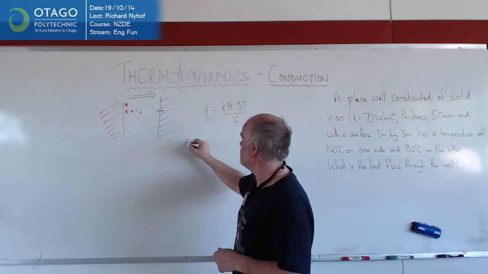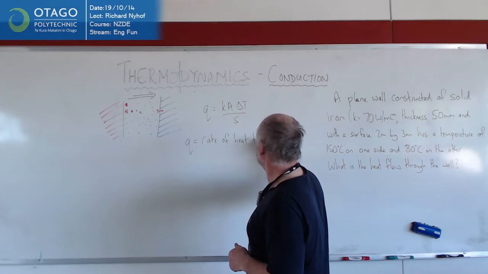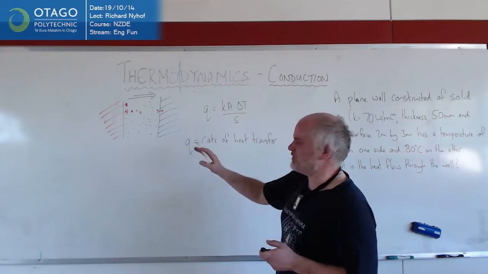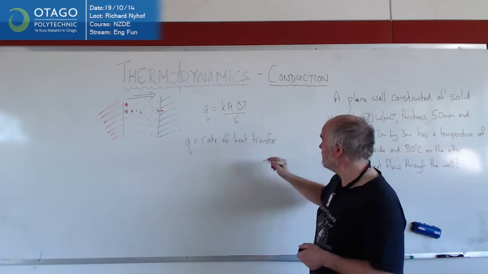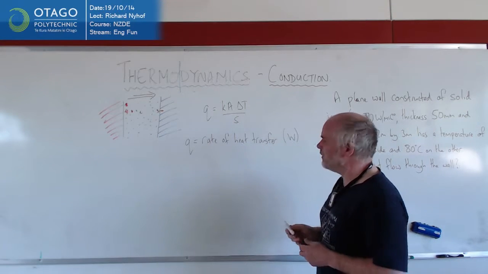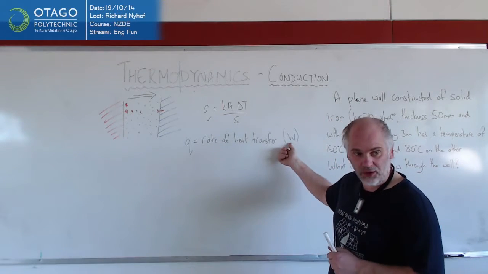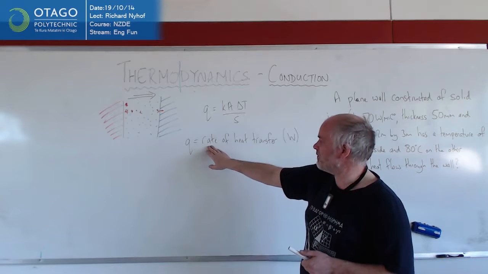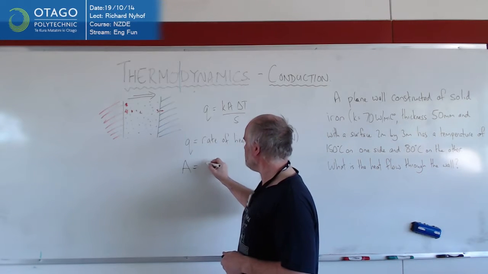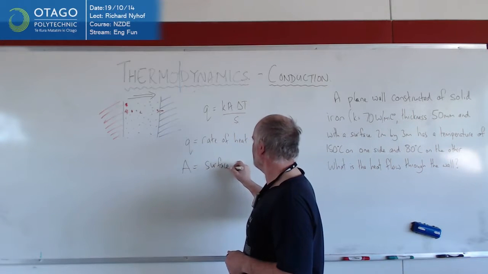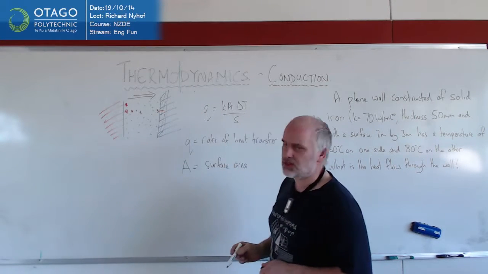Q is the rate of heat transfer. So how fast energy is being transferred from one side to the other. And it's a rate, so it's a time-based thing. So it's going to be measured in watts, or maybe kilowatts if it's a big thing. But watts is power, joules per second. So that's what we mean by rate. So heat shifted at a particular rate. A is the surface area. Whatever the surface of this wall is, that's the A we're going to be working with.